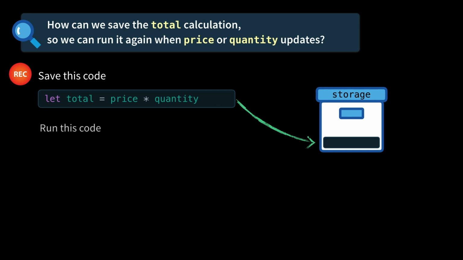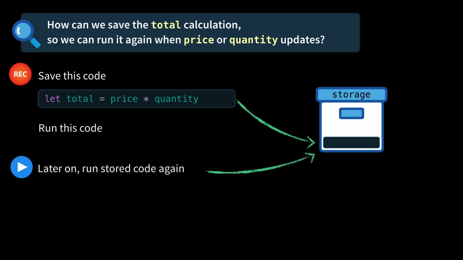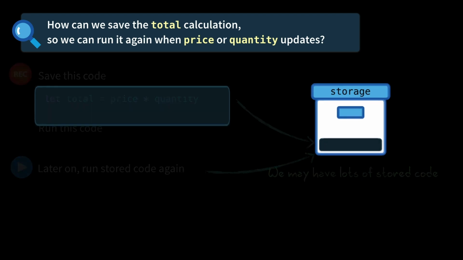Then we'll run the code after we've saved it, and later on we will need to be able to run the stored code again. And notice that little play icon. Every time we rerun code, you'll see that play icon in the future. And keep in mind, we may have lots of stored code that needs to get rerun when one variable changes.